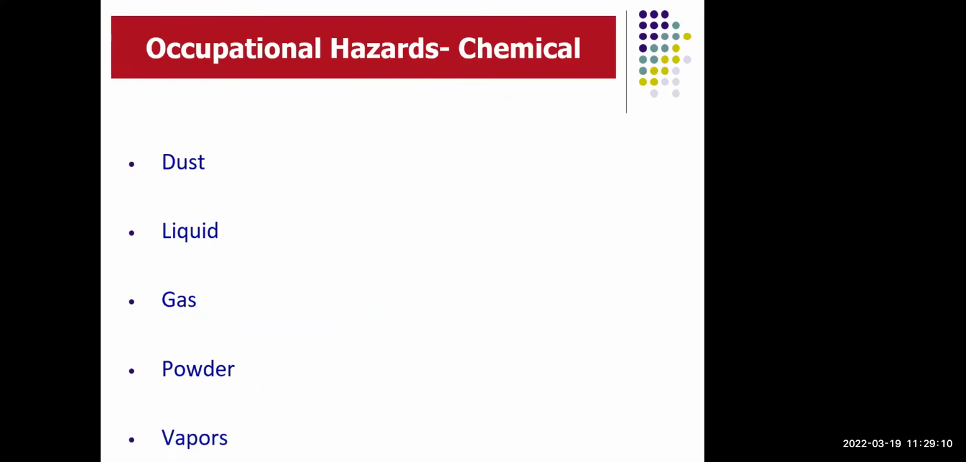Let us come to the chemical. As all of you know, there are more than 90,000 chemicals in use, but we know side effects of very few of them. A chemical can exist in different forms. It could be a dust, a liquid, a gas, a powder, vapors, mist, and all those things. So a chemical can exist in any form.